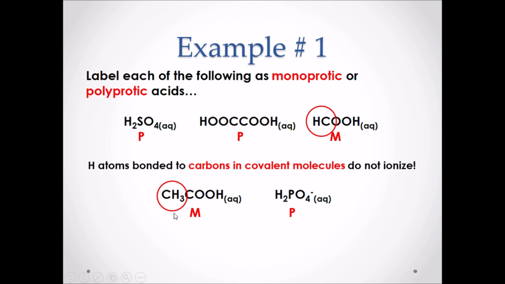That is the same for our fourth chemical formula. The 3 hydrogens attached to the carbon will not ionize. The only hydrogen that will ionize in this acid is the hydrogen at the end, making it monoprotic. And our last chemical formula, H2PO4-. This chemical formula has 2 hydrogens, therefore it will be polyprotic.